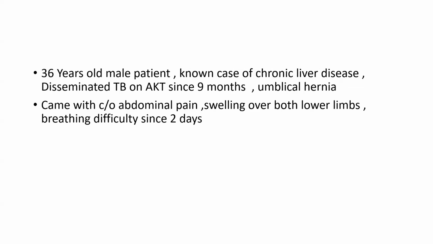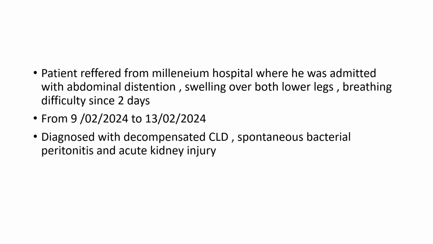So we have this 36-year-old male patient who was a known case of chronic liver disease, disseminated TB, and on ATT since 9 months, and also umbilical hernia. He came to us with the chief complaint of abdominal pain, swelling over left lower limb, and difficulty breathing since 2 days. The patient was referred from an outside hospital where he was admitted with abdominal distension, swelling over both lower legs, and breathing difficulty since 2 days.